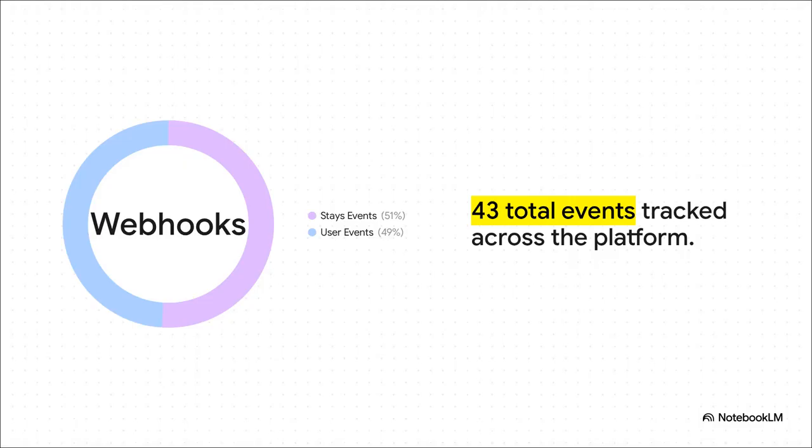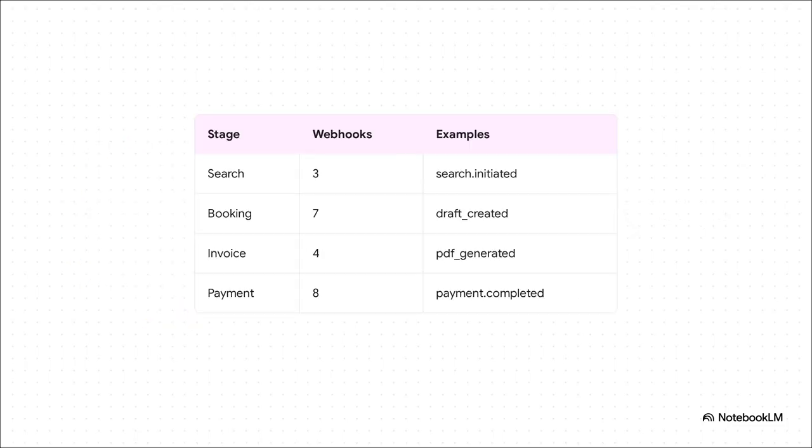And to let developers wire this engine up to external CRMs, marketing platforms, and analytics tools, they brought in a really expansive webhook system. There are 43 total events available now, split neatly between 22 specifically for stays and 21 distinct user events. This setup gives you complete lifecycle tracking, specifically in the stays module. You get 3 webhooks for the search stage, 7 for booking, 4 for invoicing, and 8 for payment. You can literally watch a user go from initiating a search all the way to downloading a PDF invoice. It lets platform owners track the exact conversion funnel and capture abandoned bookings in real time. It's a real game changer.